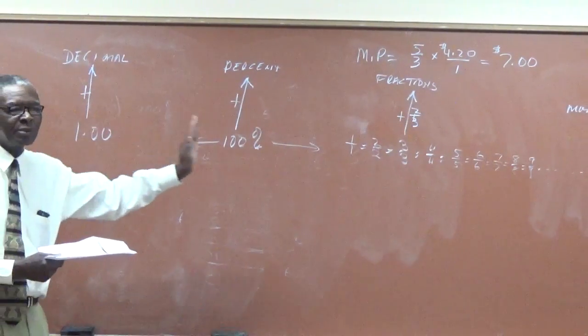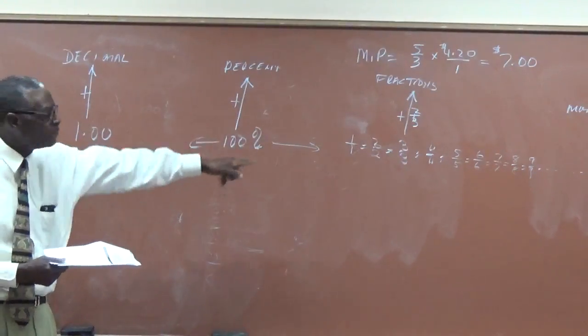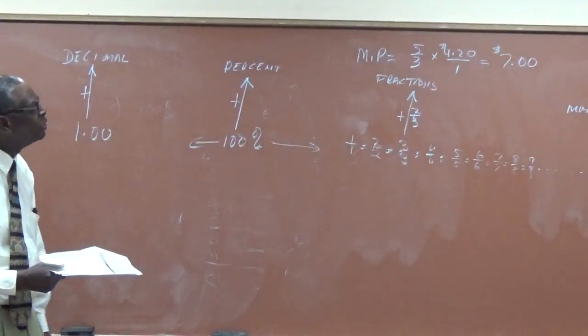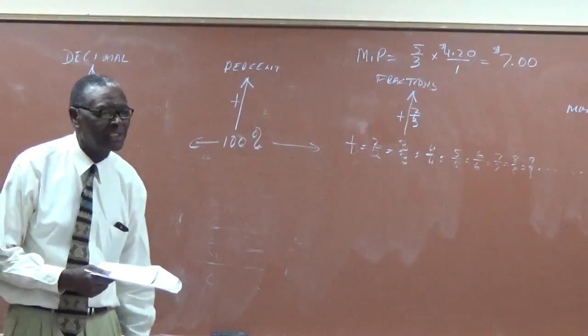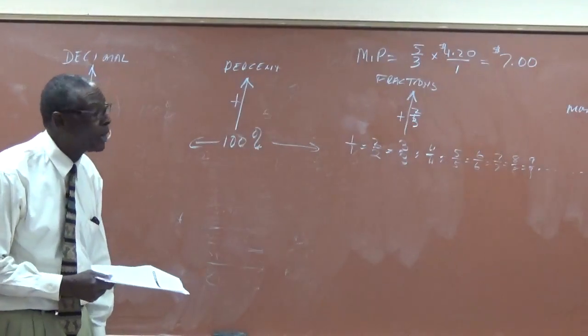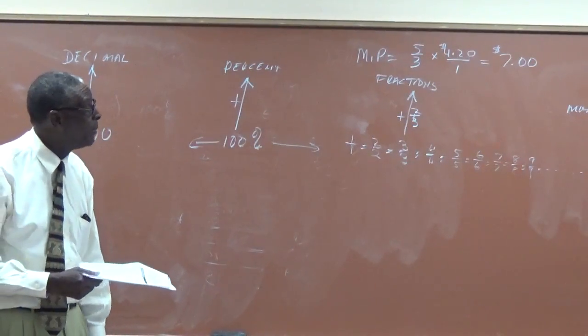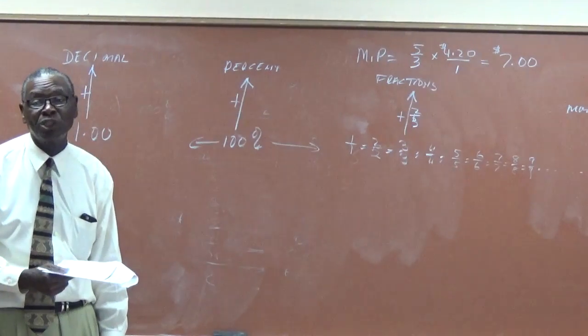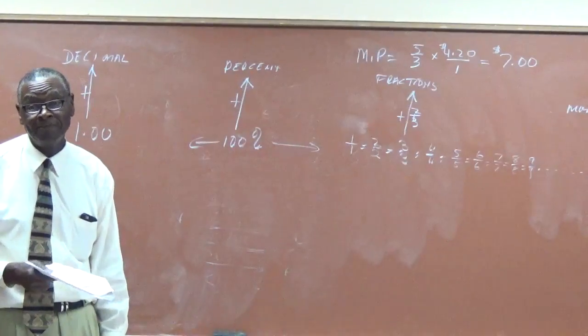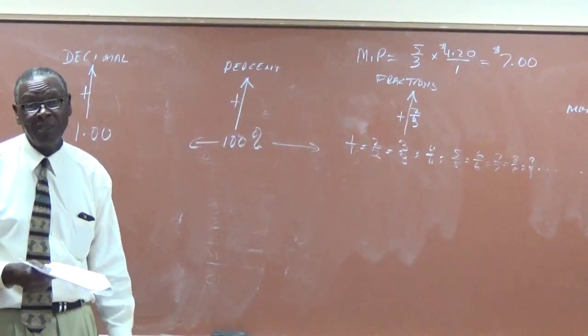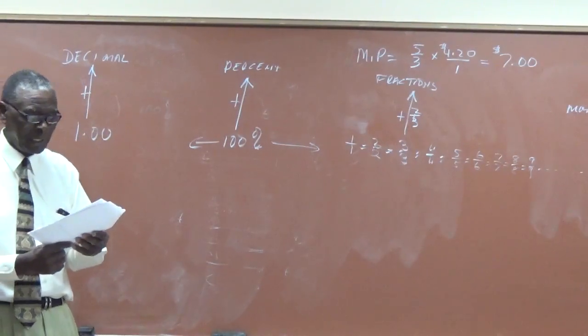But anytime he says markup, you have to add first. That's what it means. That means it cost you $4.20, but the customer has to pay what? $7. So you make up $2.80, which is 2/3 of what you pay the vendor. That's what it means. Okay, let's look at the next one.